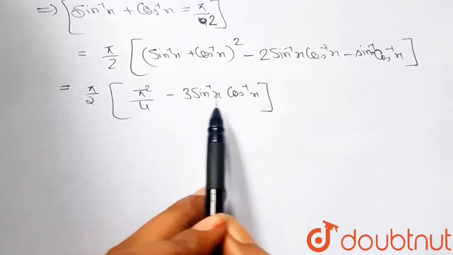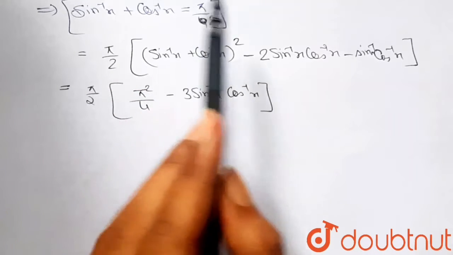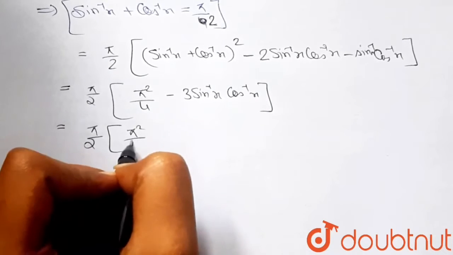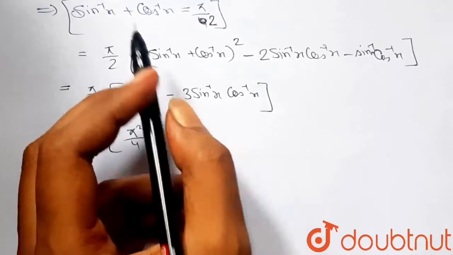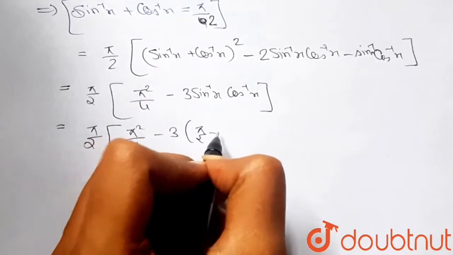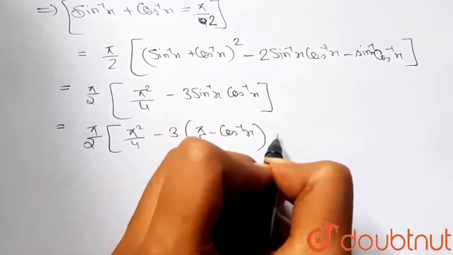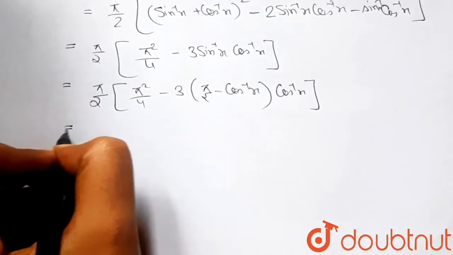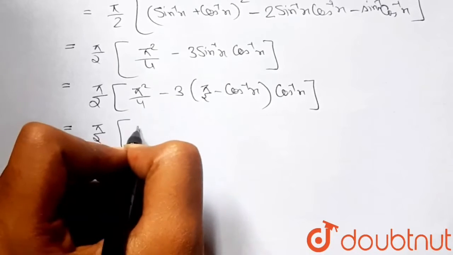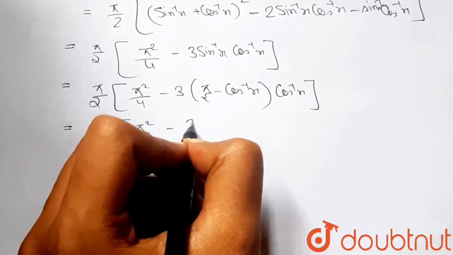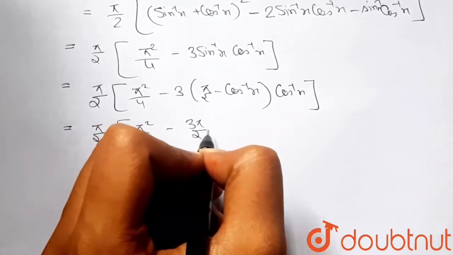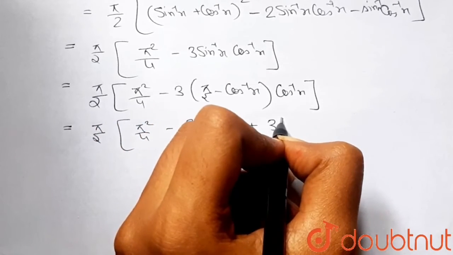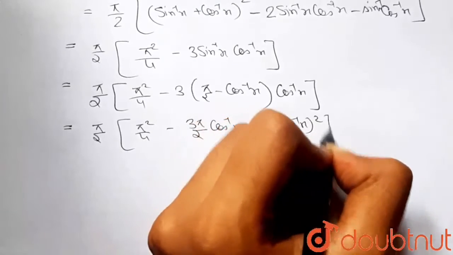Now here I can replace this sin inverse x as pi by 2 minus cos inverse x, right? So this will become pi by 2 in bracket pi square by 4 minus 3, sin inverse x will become pi by 2 minus cos inverse x, right? So pi by 2 minus cos inverse x into cos inverse x, right? If I simplify this further, this will be pi by 2 in bracket pi square by 4 minus 3 pi by 2 cos inverse x plus 3 cos inverse x whole square, right?